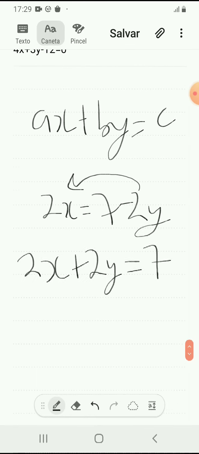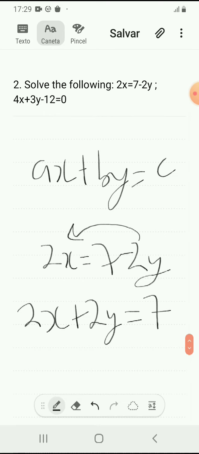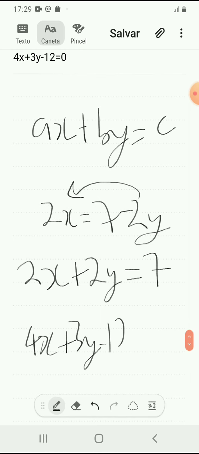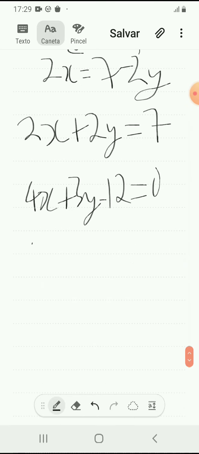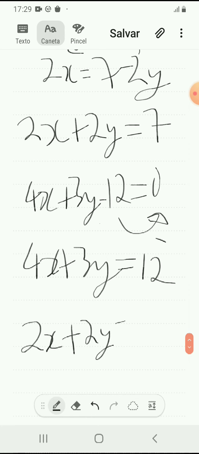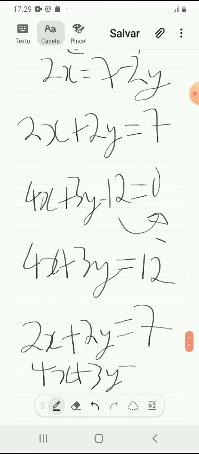Now also look at the second equation. It's 4x plus 3y minus 12, sorry, equals 0. So it doesn't follow this format. So we also have to rearrange it. So it becomes 4x plus 3y. So the 12 has to go to this side. So here it's negative, there it will be what? Positive. So it's 12. So your equations will be 2x plus 2y equals 7 and 4x plus 3y equals 12.